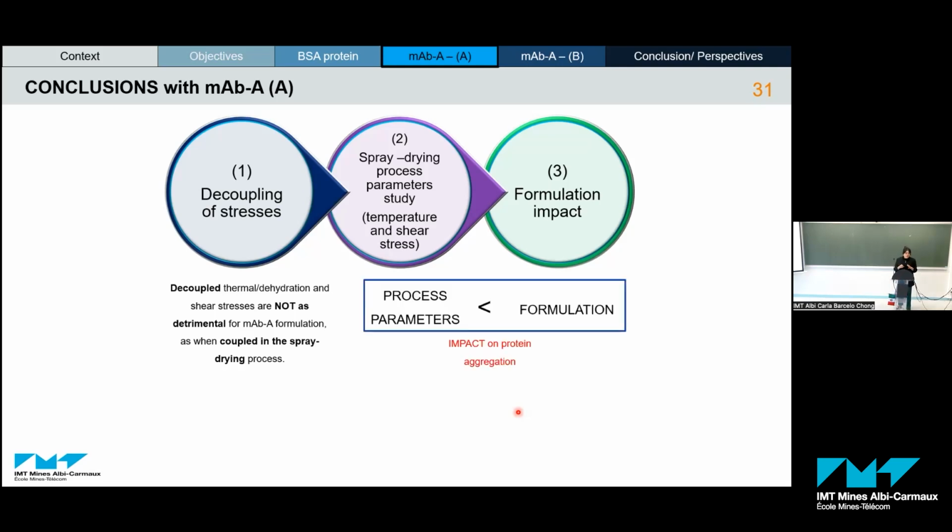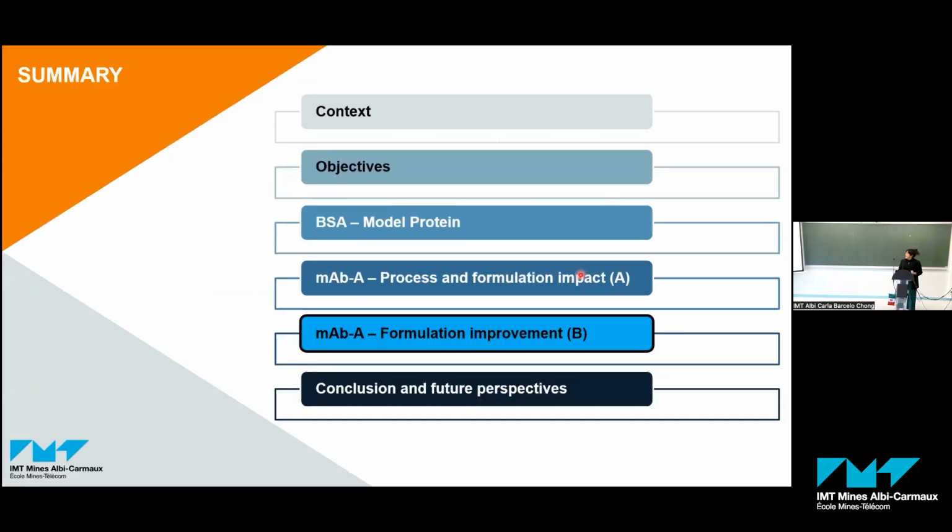Then, for the study of the parameters and the formulation, the conclusion here is that for a lab scale spray dryer, the most important parameter in our case will be the formulation, to reduce or tackle the problem of aggregation during spray drying. And this will take us to focus on the formulation studies in the following part. Now we enter what we will be calling the formulation improvement of our formulation.